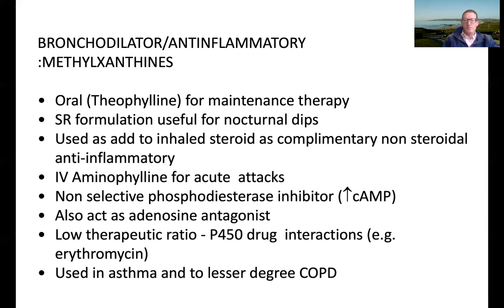And the main side effects, because they're systemic, is they make you feel nausea, they can give you headaches, they can give you a tachycardia, and give you the shakes. And they do have interactions via hepatic liver cytochrome P450. So if you're on a drug like erythromycin, which blocks P450 metabolism of theophylline, it can increase your theophylline levels and give you theophylline toxicity if you don't alter the dose. So they're used mostly in asthma as maintenance therapy, and to a much lesser degree in COPD. In fact, hardly used in COPD at all now.